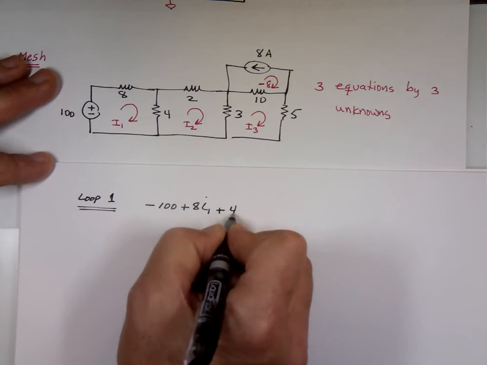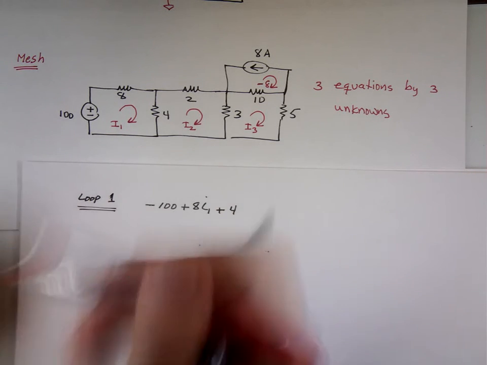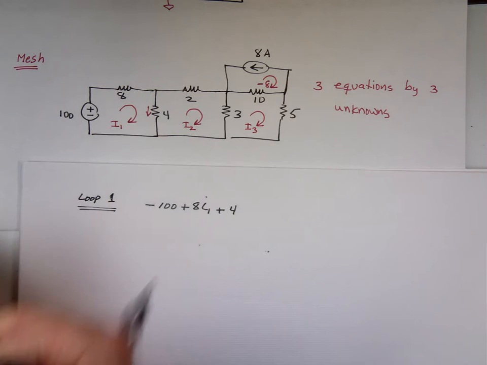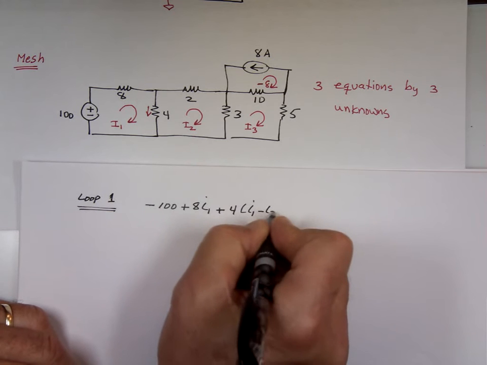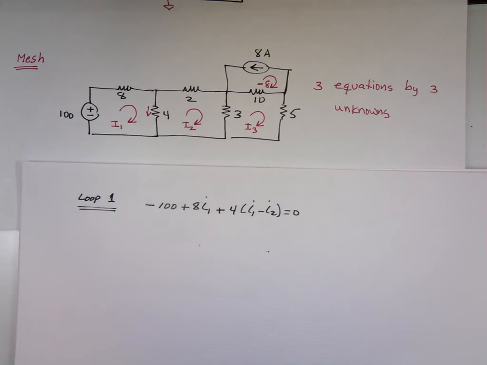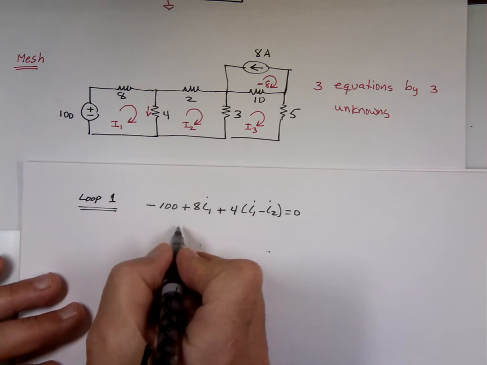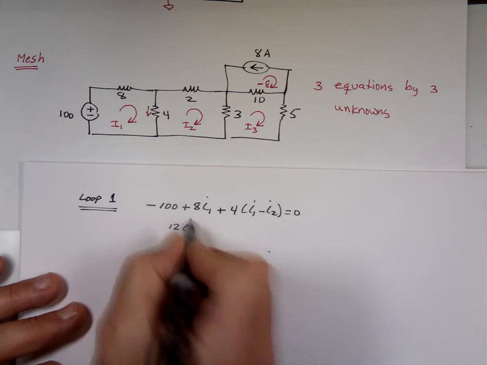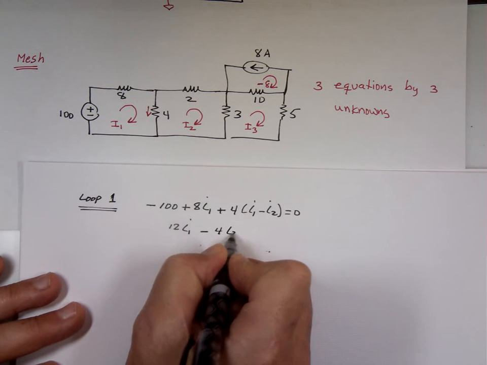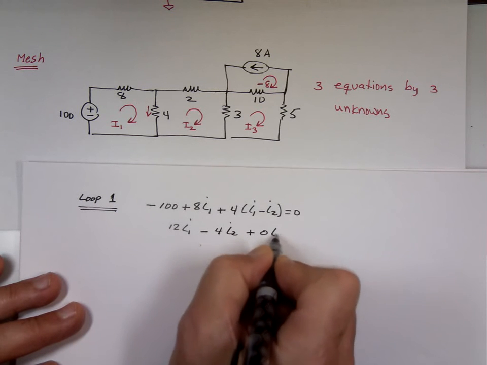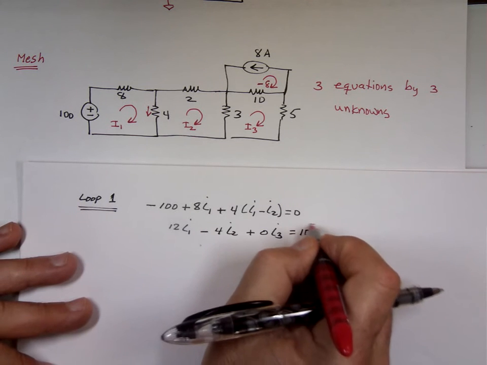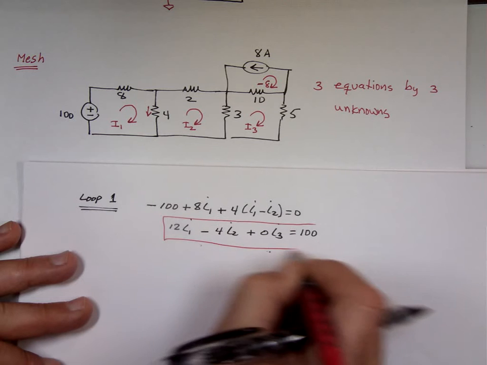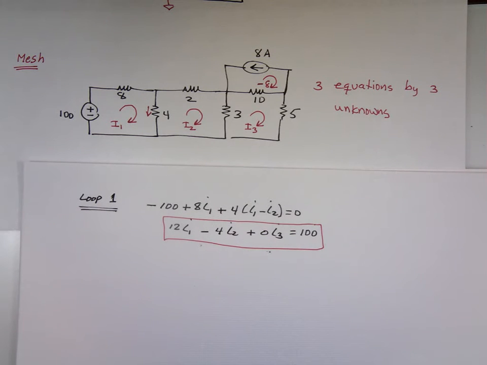Plus 4 times what? Now notice I'm going clockwise. I'm looking for the current down. And what's that current down? I sub 1 minus I sub 2. I sub 1 minus I sub 2 equals 0. And if I clean that, 8 and 4 is 12, minus 4 I sub 2, there is no I sub 3, that's 0, equals 100. That's equation number 1. That's why I like the mesh. The actual math itself, it's easier.